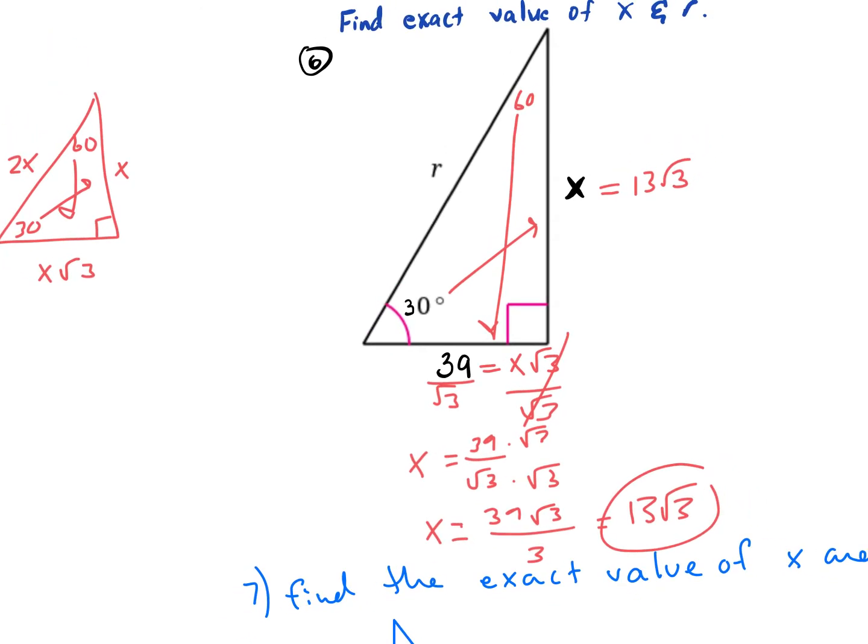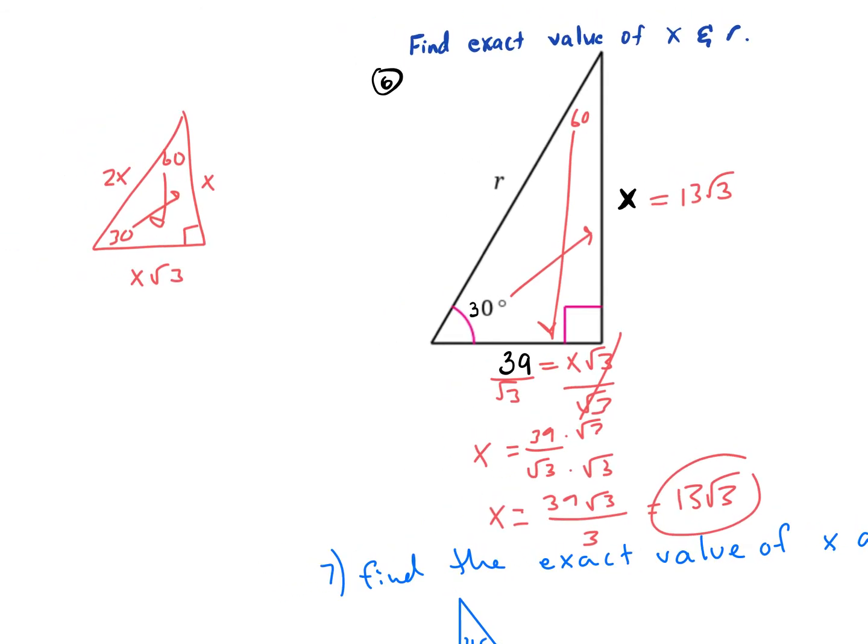Wait. I don't get how, because isn't x just supposed to be x and not square root of 3? Like, isn't the 60 down the bottom supposed to be? So 39 is technically x square root 3.